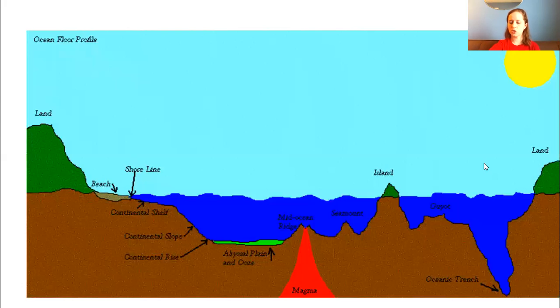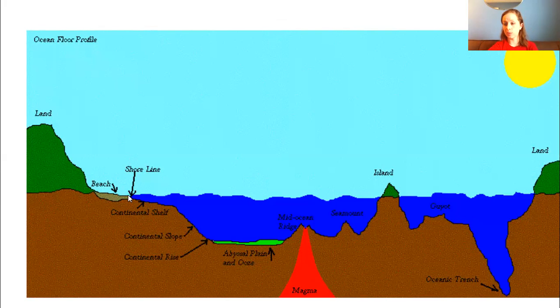And the last thing I wanted to show you today is underneath the ocean, so the ocean floor. Our ocean floor is not flat and smooth. It is very, very bumpy. And I know there's a lot of labels on this picture, but there's just a few that I want you to focus on. So the first one is right over here. This is our beach, okay? That is the spot where the water meets the land, okay?